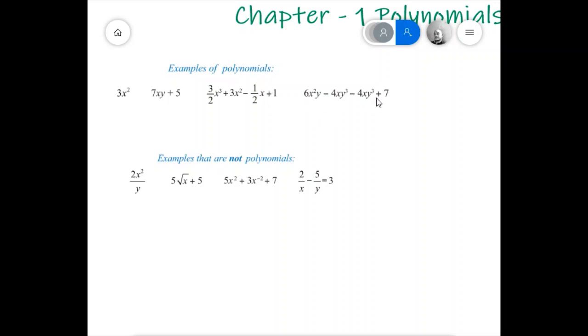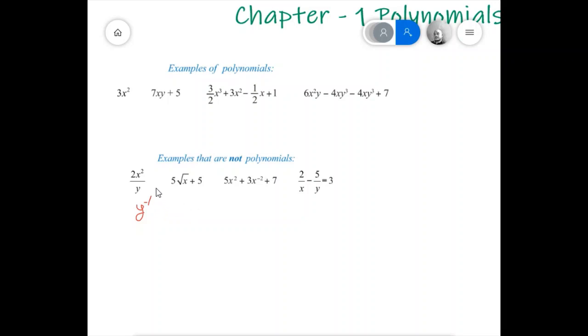Similarly in this expression also, but these expressions are not the polynomials. Why? Because over here, look at the variable x square, though it is a whole number, but y is in the denominator, so when we transfer it, it becomes y to the power minus 1.